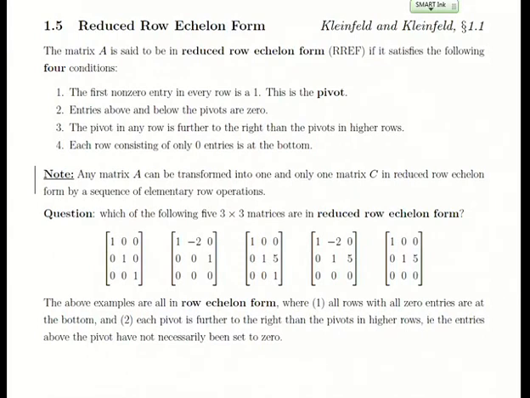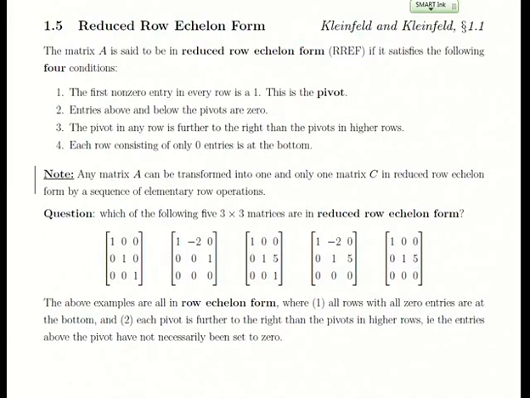This is what reduced row echelon form is. A matrix A is said to be in reduced row echelon form if it satisfies these 4 things. Okay. When you look in a row and there's a number that's not 0 in that row, the first number in that row as you go across better be a 1. Okay, that's the first thing. And that 1 is called a pivot.